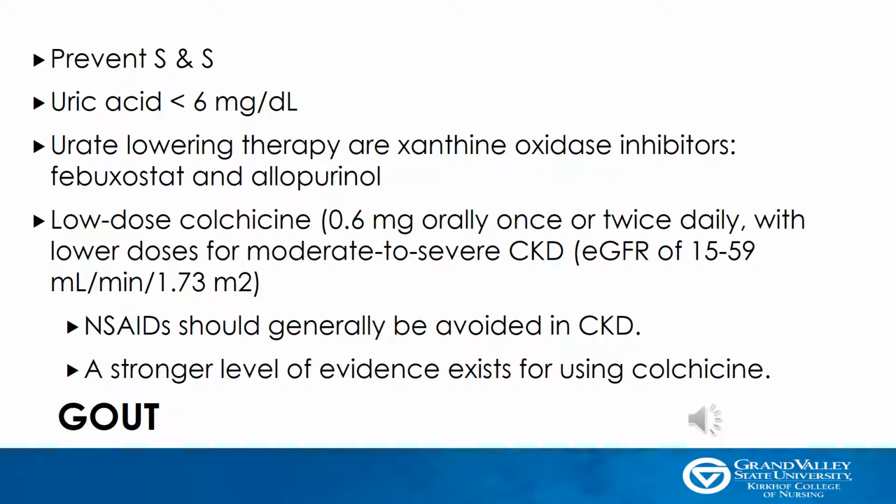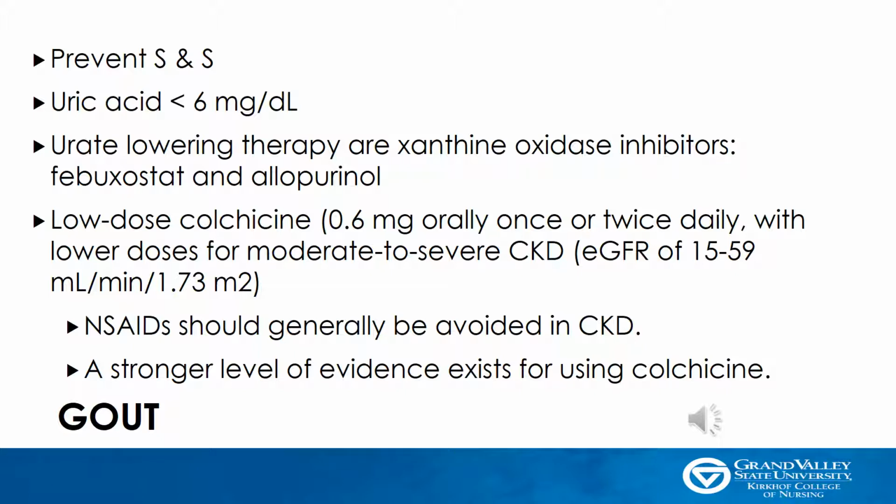I recently had a patient who has chronic kidney disease and recently had an MI. He is asymptomatic with just barely elevated uric acid levels. The recommendation for him was to not treat but to monitor closely, because there is some concern with treating with a xanthine oxidase inhibitor and its impact on the kidneys.